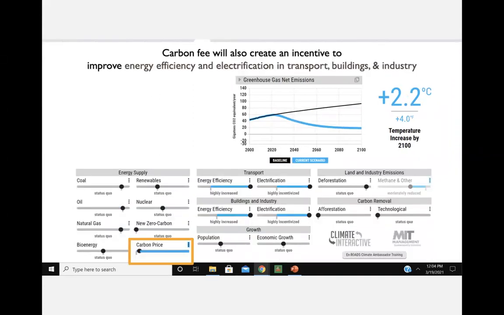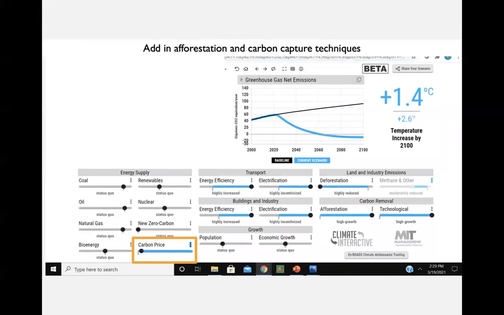With a carbon tax on board, though, if on top of that one bill we add energy efficiency, electrification incentives, and infrastructure for vehicles, buildings, and industry, we lower emissions even more. The model tells us we need to save forests, plant trees, and add some carbon capture in order to meet the target of 1.5 degrees Celsius.